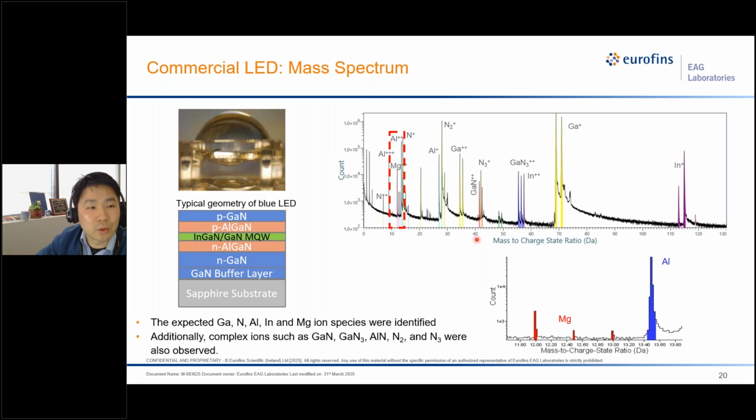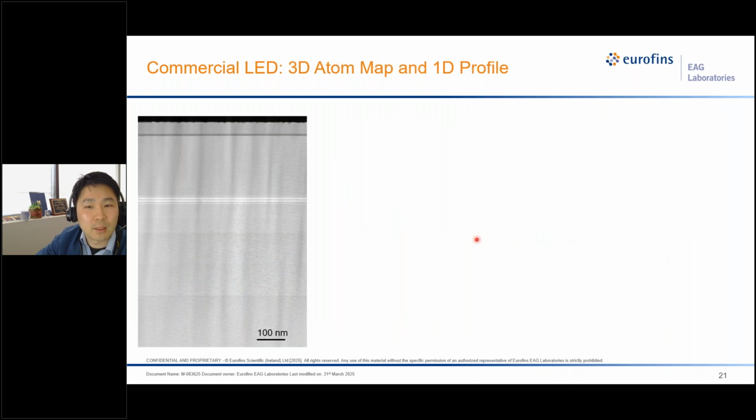So we first took a look at the sample in STEM, and this is the cross-section image of this layered structure. This is a dark field image where the brighter region corresponds to the region with higher atomic number elements.